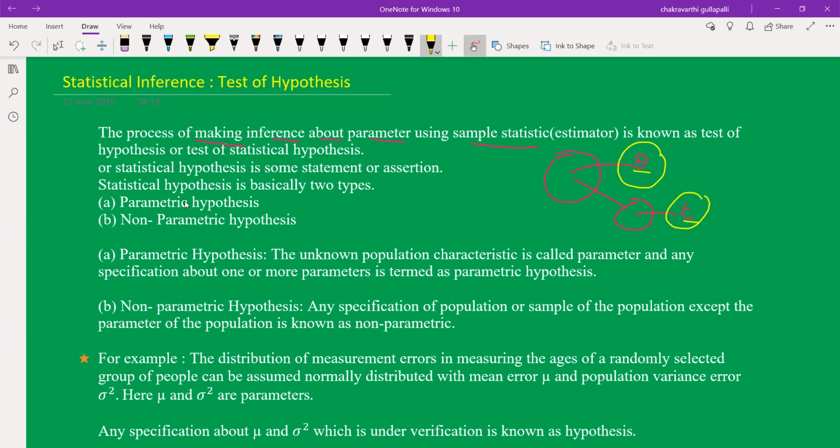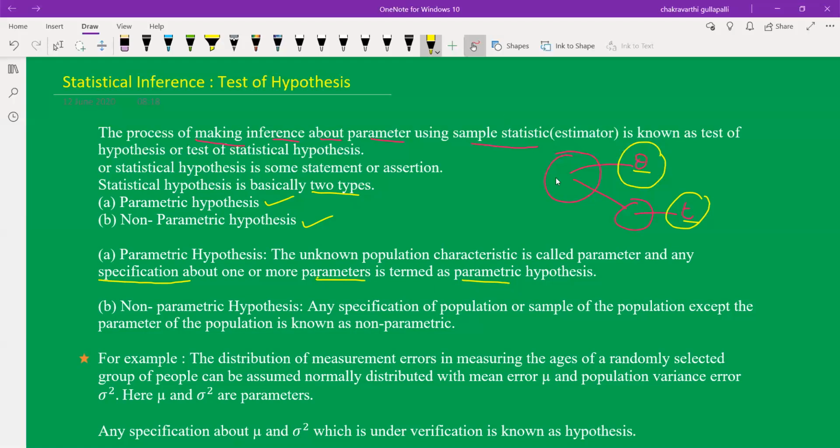statistical hypothesis. Statistical hypothesis is broadly of two types: parametric hypothesis and non-parametric hypothesis. Parametric hypothesis means we have to estimate the unknown population characteristics, called parameters. Any specification about one or more parameters is termed as parametric hypothesis. Based on the parameters, we construct the statements. Those statements are called parametric hypothesis.